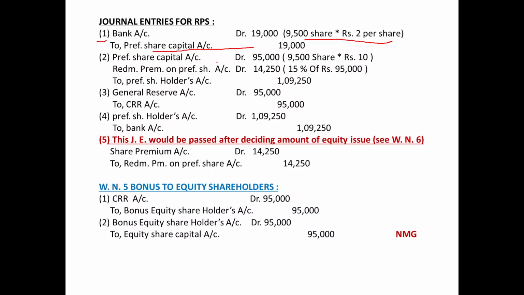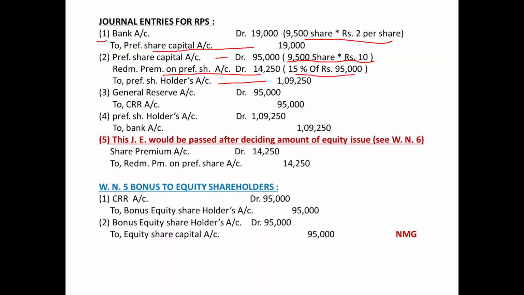Second, preference share capital account debited 95,000, that is for 9,500 shares, which became fully paid up after the receipt of call money. So 9,500 shares into rupees 10, 95,000. Redemption premium on preference share capital account debited 14,250. How did it come? 15% of 95,000. To preference shareholders account credited 1,09,250.